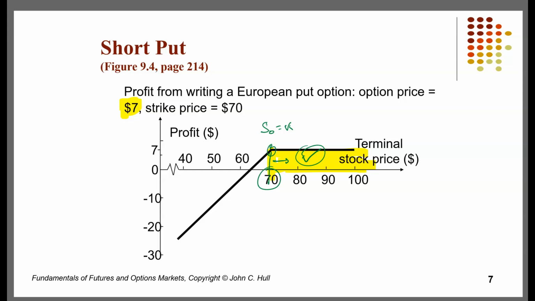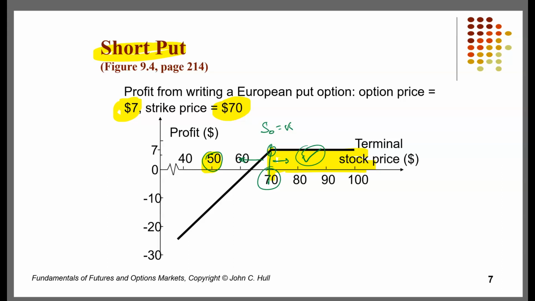Now, if the value of the underlying decreases and is at 50, the long put is going to exercise the option. What does that mean for us? The long put is going to say, well, I'm going to sell to you, the short put, at $70. That's the right that the long put purchased for $7. So the long put is going to sell to the short put at $70, and the short put would have to pay $70 for something that costs $50.